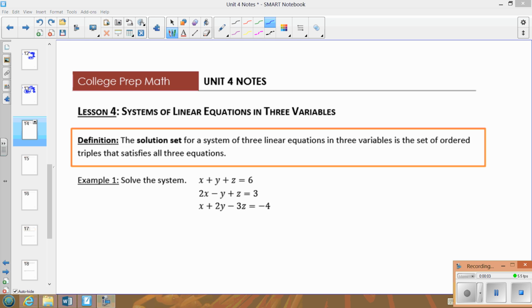So far we've talked about systems of linear equations with two variables. Now what we're going to talk about is linear equations with three variables. Now we have an x, y, and z if you're looking at this first example. And because we have three variables, we have to have three equations.